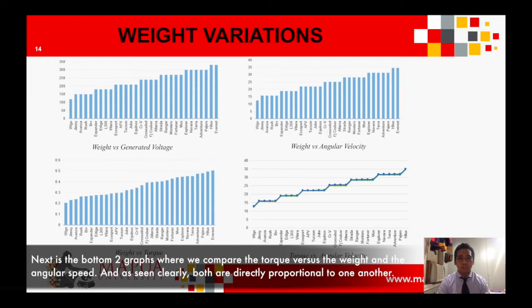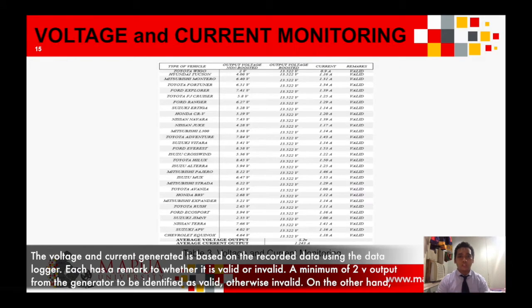Next is the bottom two graphs where we compare the torque versus the weight and the angular speed. As seen clearly, both are directly proportional to one another. The voltage and current generated is based on the recorded data using the data logger. Each has a remark as to whether it's valid or invalid.